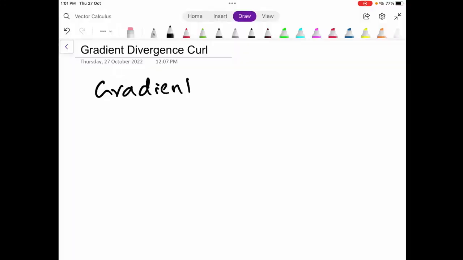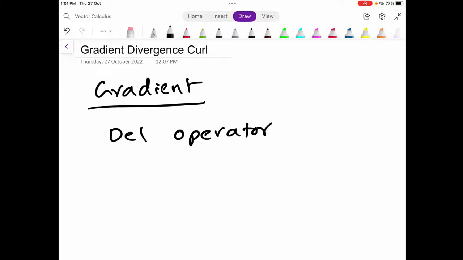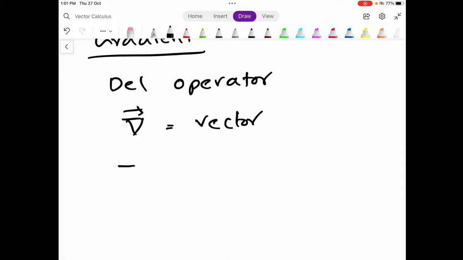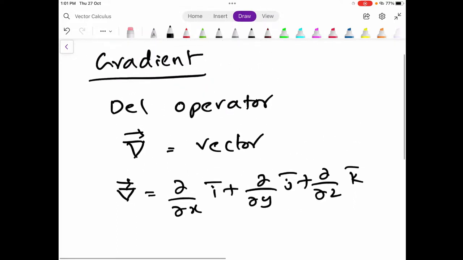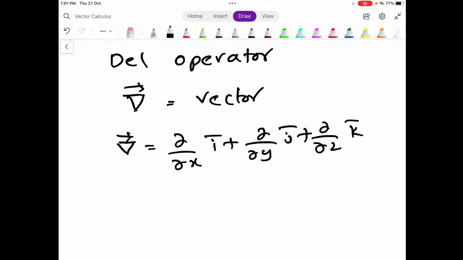Gradient. In order to know the gradient, first we should know the del operator. What is the del operator? Del is a vector quantity. The del operator is equal to dou by dou x of i bar plus dou by dou y of j bar plus dou by dou z of k bar. So in gradient, this is the del operator.